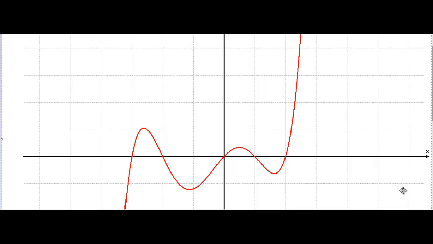Hello, I wanted to give you this example. We're still on polynomial functions, and here's what a polynomial function looks like on a graph. This is a polynomial of higher degree, which means it's degree 3 or higher, I mean like degree 4 or 5.